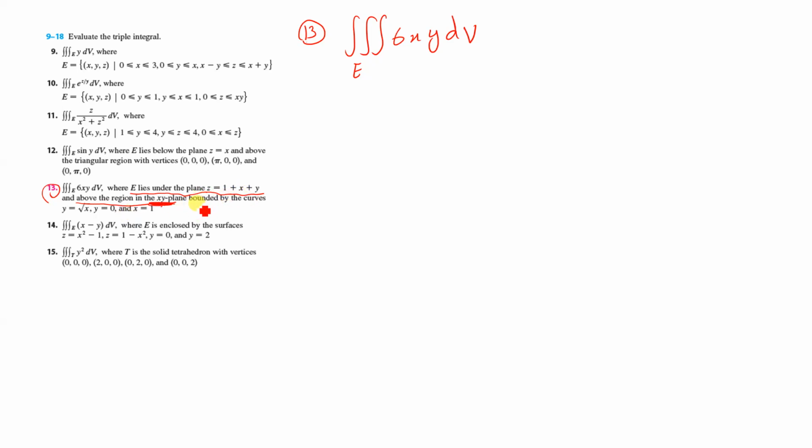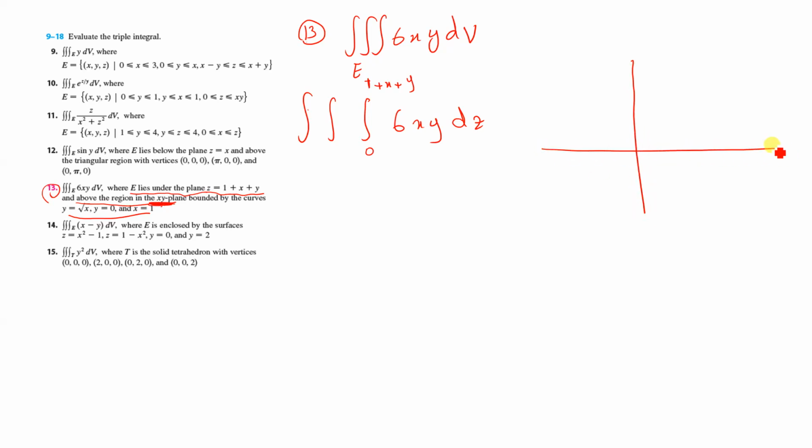And the rest of the limits, that is the region D, is bounded by these curves. So first of all, we are going to write z is bounded below by 0 and bounded above by 1 plus x plus y, then 6xy, and since these are limits for z, dz comes first. In order to find the rest of the limits, we are going to draw the region on the xy plane.